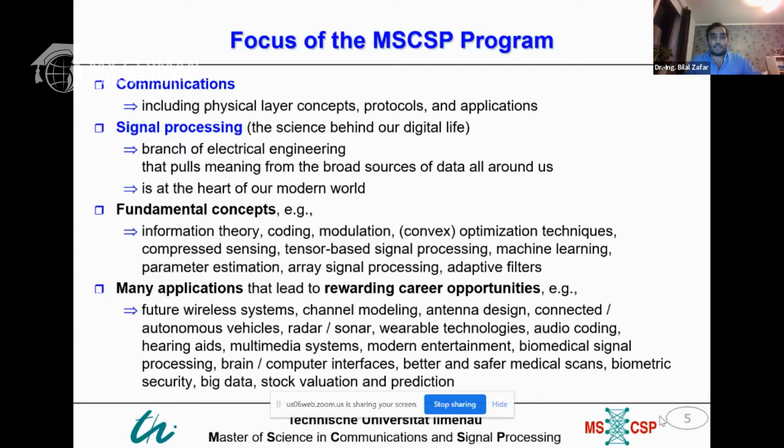We also look at a lot of fundamental concepts, for example, information theory, coding, modulation, optimization techniques. And then we focus on a lot of application based knowledge, so that leads to a lot of very nice career opportunities. Like I said before, our graduates are all very well employed.